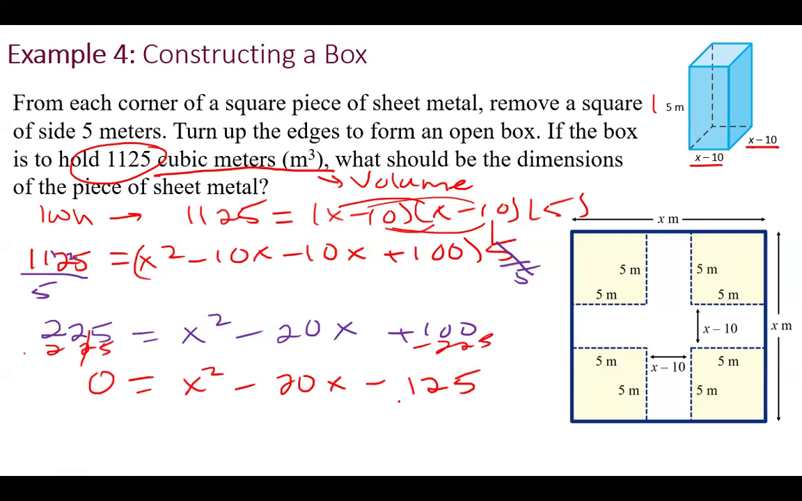Now, at this point, if you are terrible at factoring, then you could proceed to the quadratic formula. If you're not terrible at factoring, here you can factor. Okay? If you're terrible at factoring, your A is 1, your B is negative 20, your C is negative 125, and you do the quadratic formula. Or you're like, hey, I can factor this. I can ask myself what multiplies to give me negative 125, but adds to give me negative 20. And those two factors are, oh, not that.